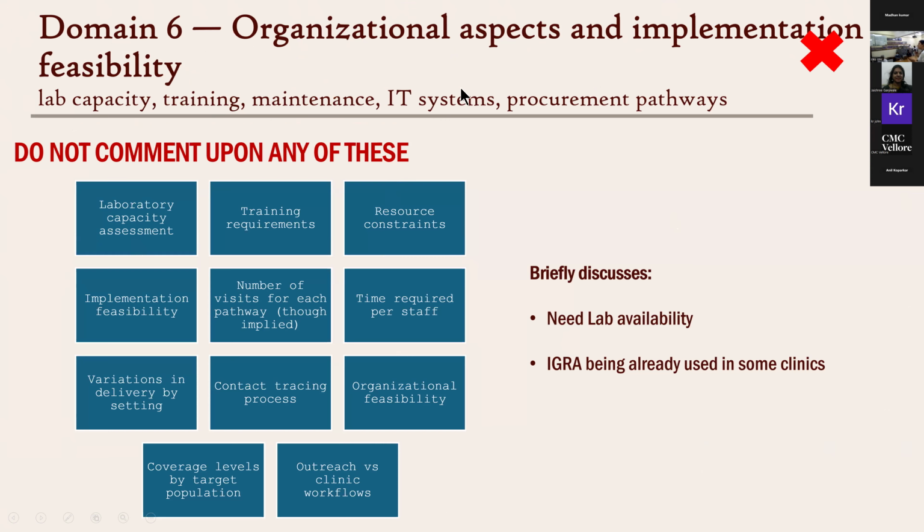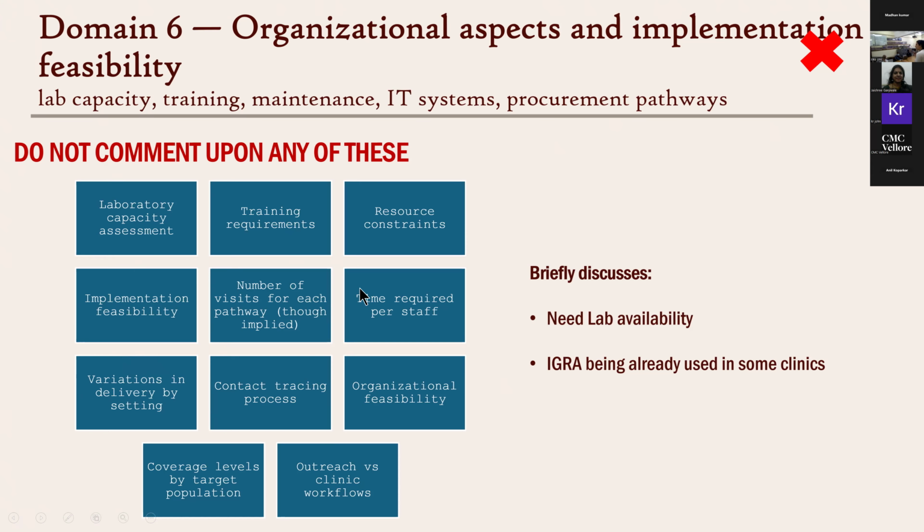The next domain is organizational aspects and implementation feasibility. Things you need to look at are laboratory capacity and training requirements. If you start doing TST for more people, you need to train more nurses. So: resource constraints, implementation feasibility, number of visits, time required per staff. There are a lot more aspects to it. Yes, IGRA is a good test, so let's start doing it. But when you actually start, what are the implications for the system? That also needs to be looked at.